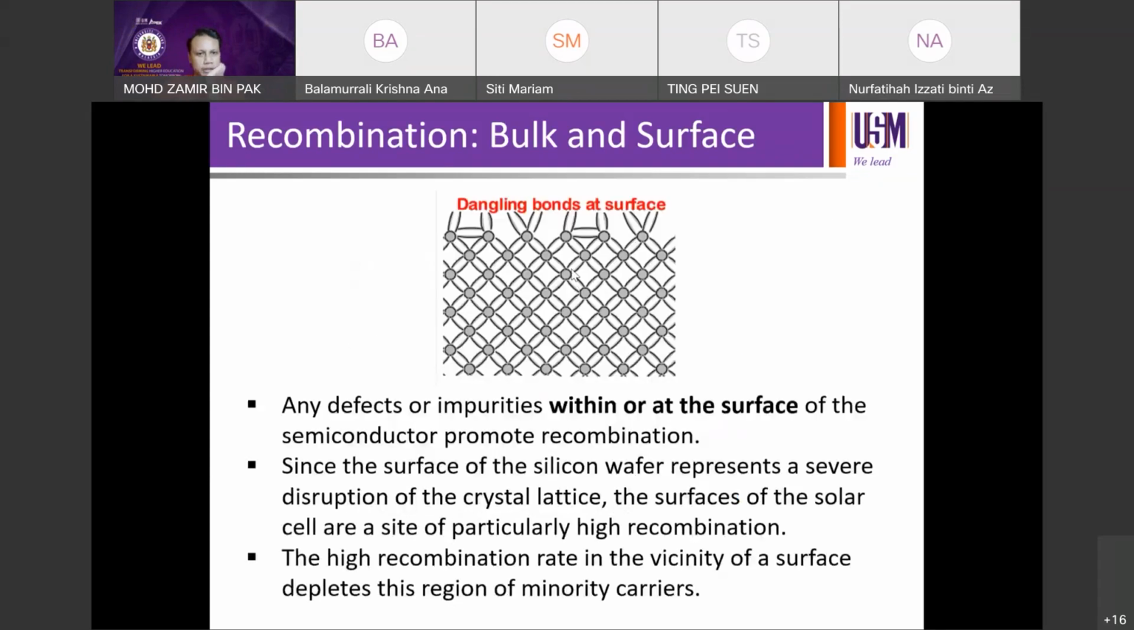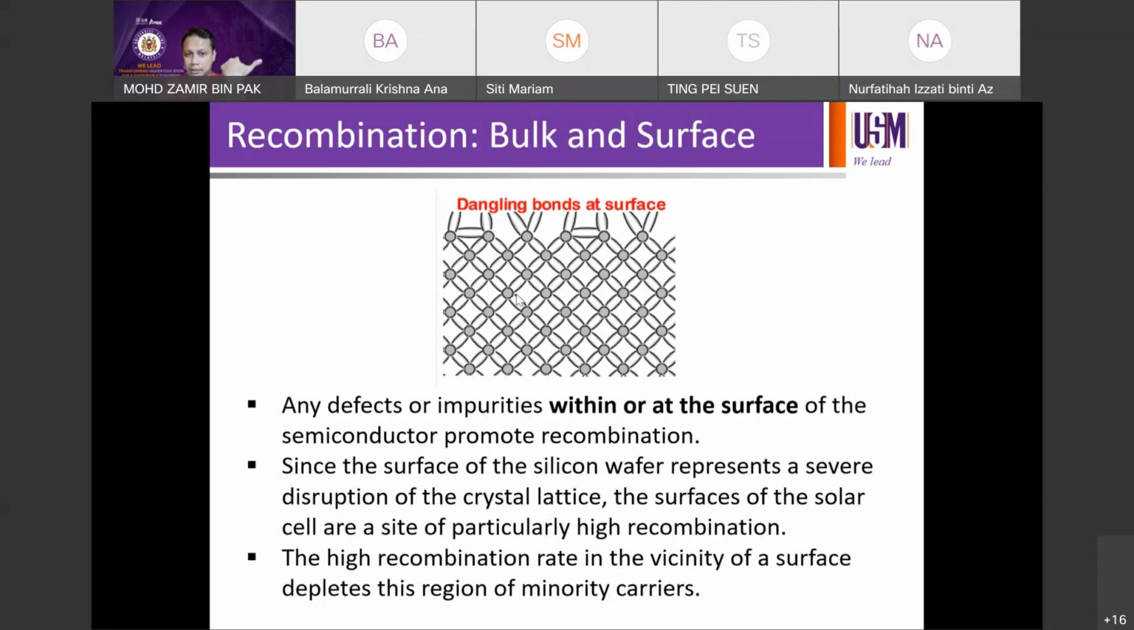Right, good. So recombination in the bulk and at the surface. Next, any defects or impurities. We're going to finish in about 5 to 10 minutes, and then we will stop for a 10-minute break for your coffee or toilet break. Then we're going to come back for another 40 to 50 minutes because we have 2 hours for today. So defects and impurity within the bulk or at the surface.